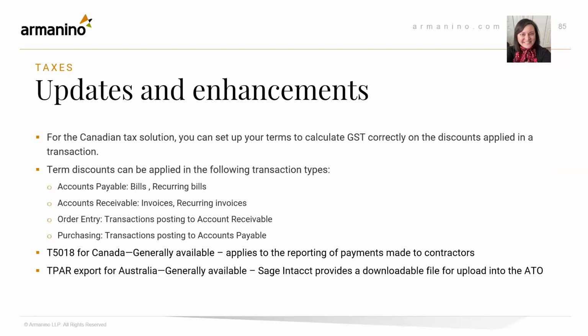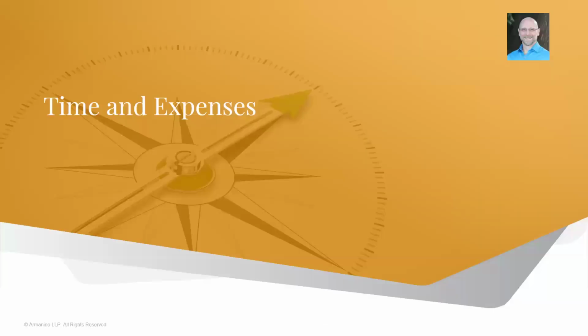And for Canadian tax solution, you can set up your terms to calculate GST correctly on the discounts that are applied in a transaction. Term discounts can be applied in these transaction types: AP bills and recurring bills, and AR invoices and recurring invoices, as well as order entry transactions that do post to AR, and then POs that post to accounts payable. The T5018 for Canada is now generally available. And that applies to reporting of payments made to contractors. And the TPAR report for Australia is now generally available as well. So Sage Intacct provides a downloadable file that you can immediately upload to the Australian Tax Authority.